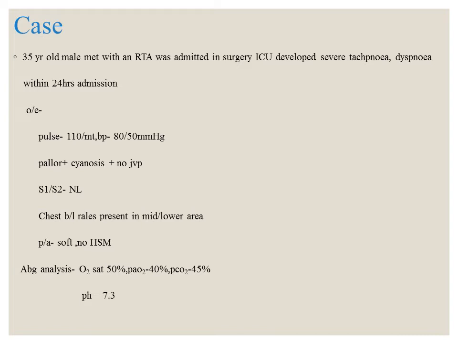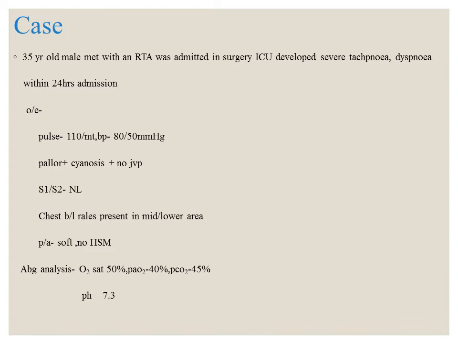There is pallor, cyanosis, and there is no increase in JVP. The heart sounds are inaudible, and the chest shows bilateral rales present in the mid-lower area. On per abdominal examination, it is soft and there is no hepatosplenomegaly. We have done the arterial blood gas analysis of this patient, and it shows reduced oxygen saturation of 50%, partial pressure of oxygen 40%, partial pressure of carbon dioxide 45%, and the pH is within normal range at the borderline 7.3.